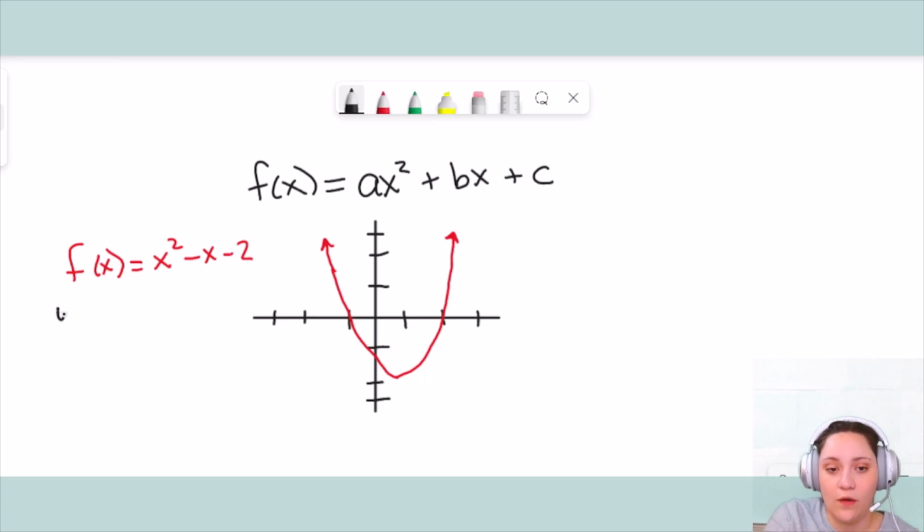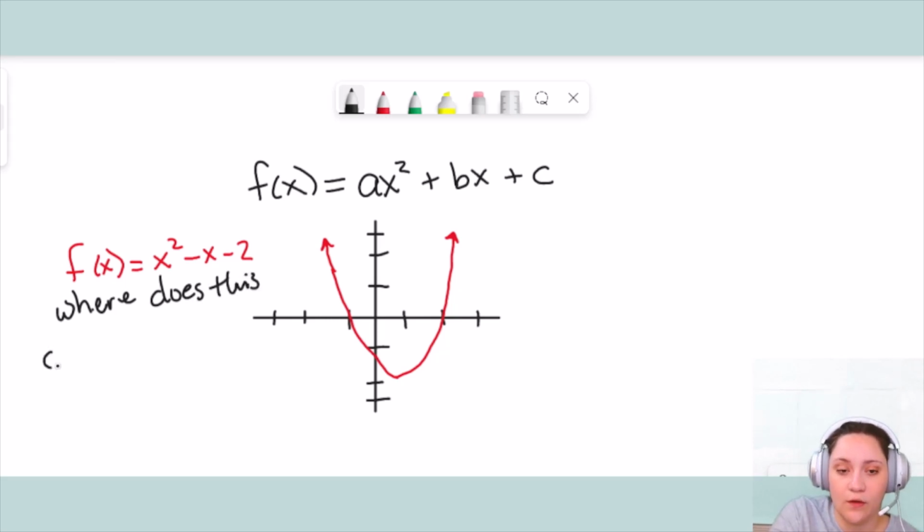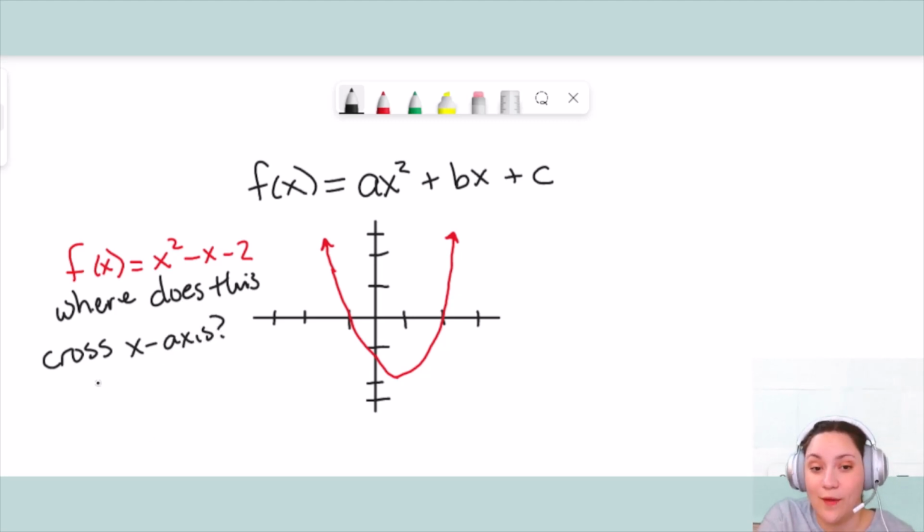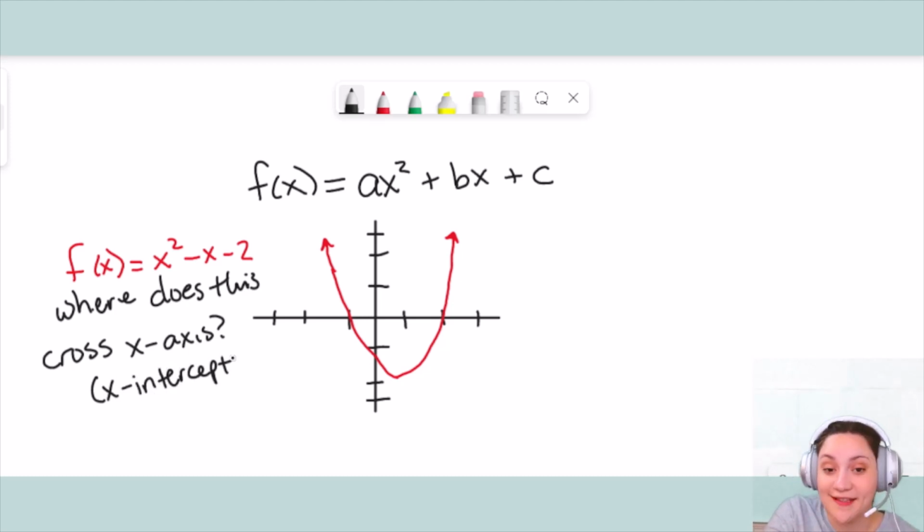And we want to know, where does this cross the x-axis? In other words, where is the x-intercept? Because crossing and intercepting mean the same thing. So where is it crossing the x-axis? So remember, we have x and then we have y, or f of x here, for our horizontal and our vertical axes.